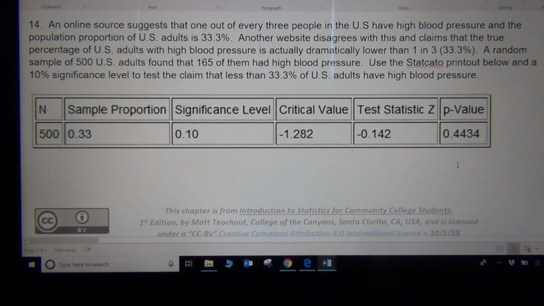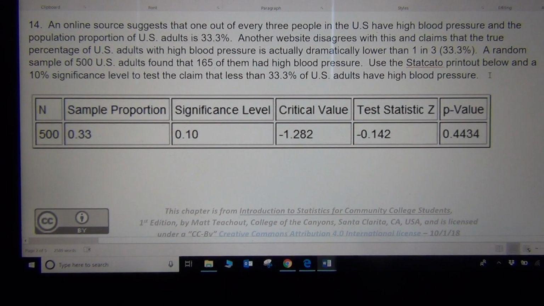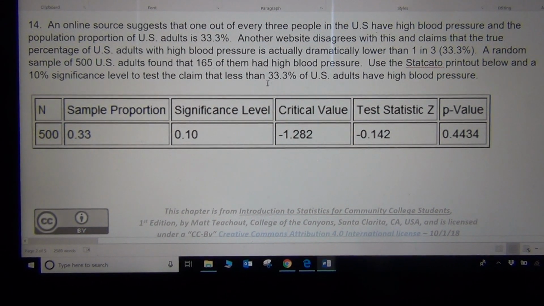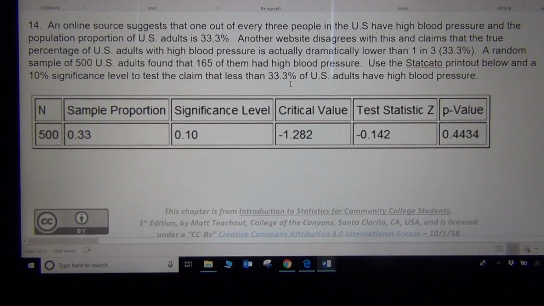Okay. So we have to start with the claim. It says here, use a 10% significance level to test the claim that less than 33.3% of U.S. adults have high blood pressure. So it sounds like a less than claim, right? The population percentage is less than 33.3%, or the population proportion, if I convert this into a proportion, it'd be 0.333. So we're going to start there.